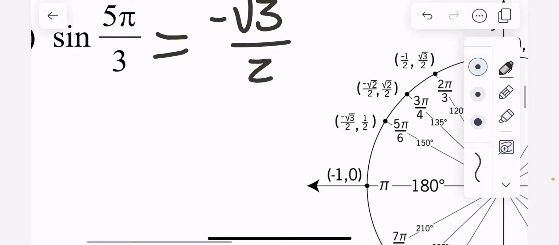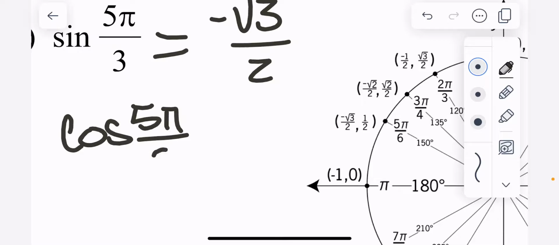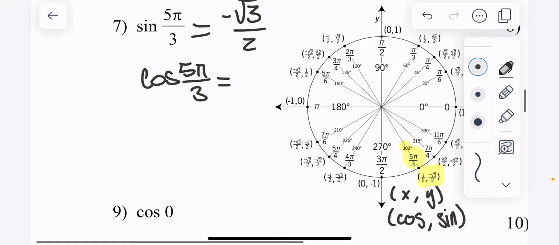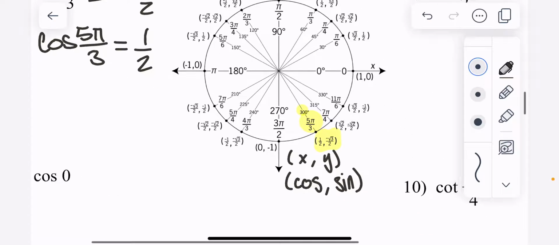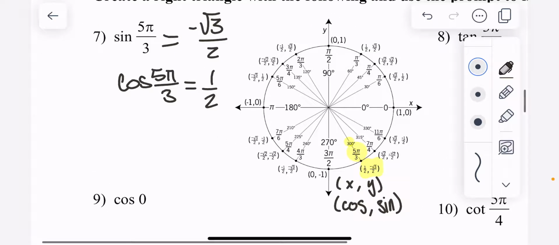The cosine of 5 pi over 3 is the first value we see there, which was 1/2. Okay, so that's where these values are coming from. Sine is the second value in the parentheses, and cosine is the first value in the parentheses. So cosine is the x, sine is y. Tangent is a little trickier.